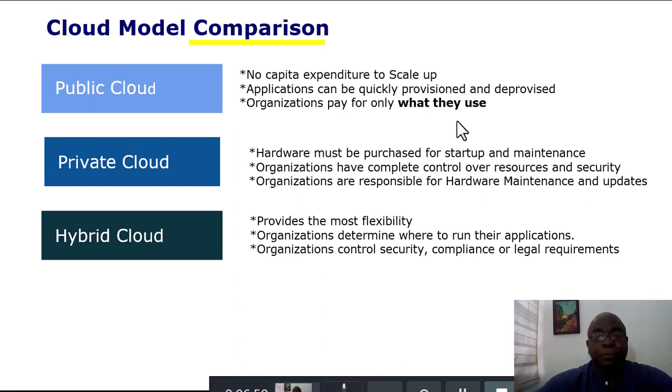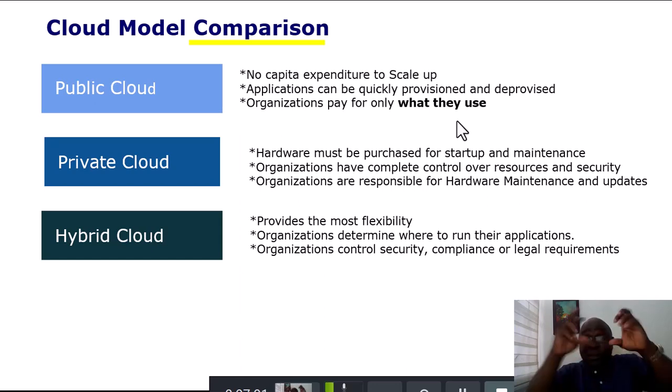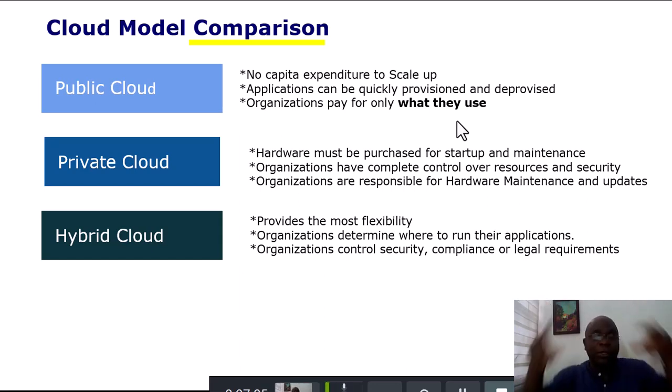Now let's move forward. For private cloud, hardware must be purchased. You need to buy equipment. You need to buy computers, you need to buy servers, you need to buy racks, you need to buy air conditioning for cooling, you need to buy networking equipment because there has to be internet. So you actually need to set a budget.